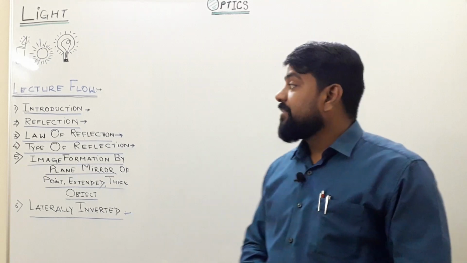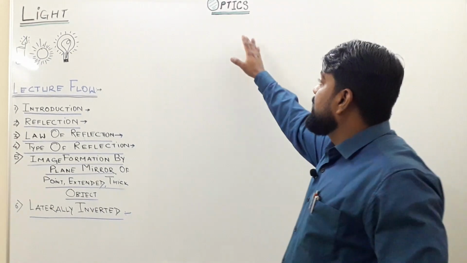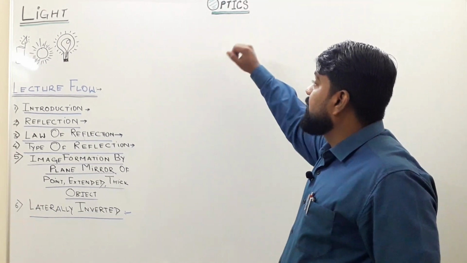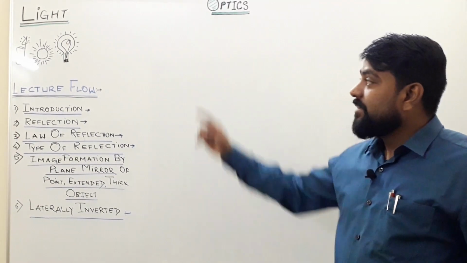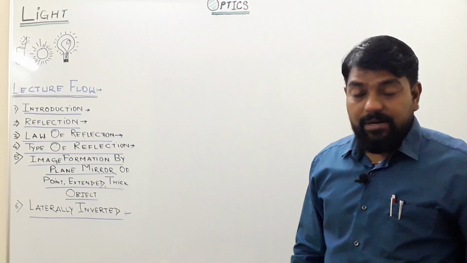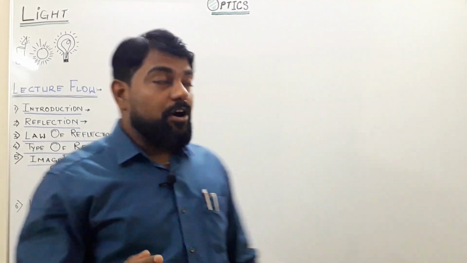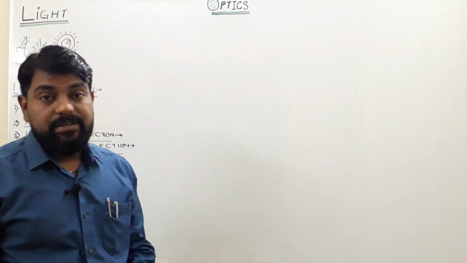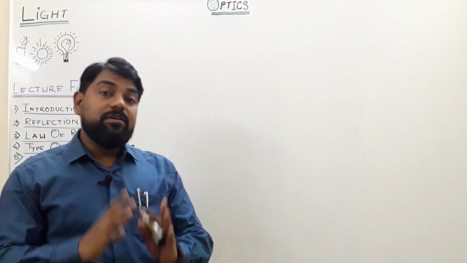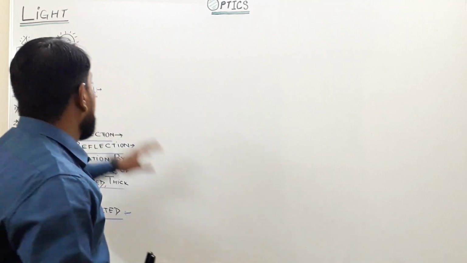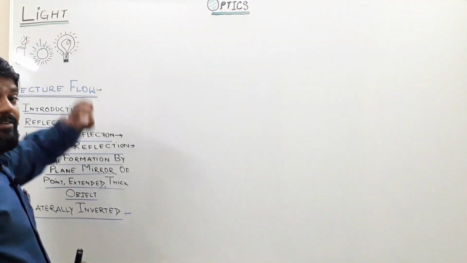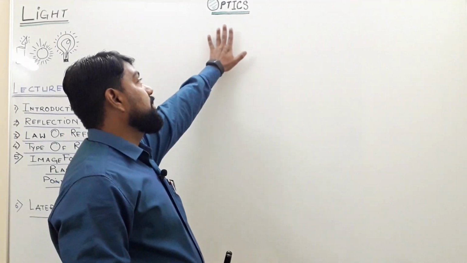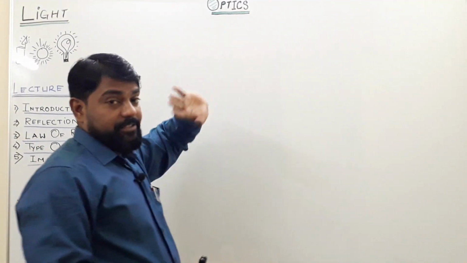What does it mean? As I have mentioned here, optics. There may be a question in your mind about why I have mentioned optics if we are going to discuss light. Optics is a branch of physics which deals with all the phenomena related to light. Are you getting it? In physics we have one branch known as optics.